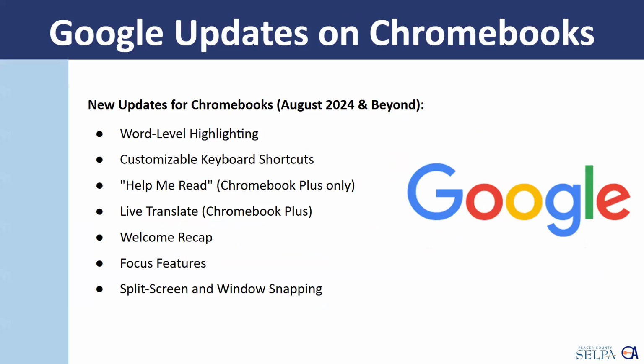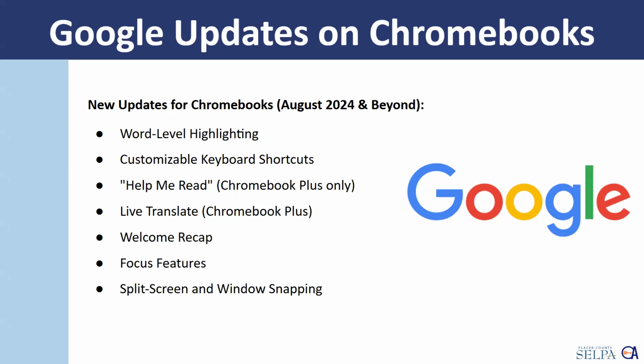So let's start with the amazing accessibility features on Chromebooks. Chromebooks have long offered accessibility tools, though many educators and students aren't quite aware of them. So we're going to highlight some of the ones that have been there for a long time, and then we're going to talk about new updates for Chromebooks since August of 2024. The ones that have been there for a while start with the screen magnifier. That's a tool that really enlarges the content on the screen. It makes it easier for our users with low vision to read text and view images.